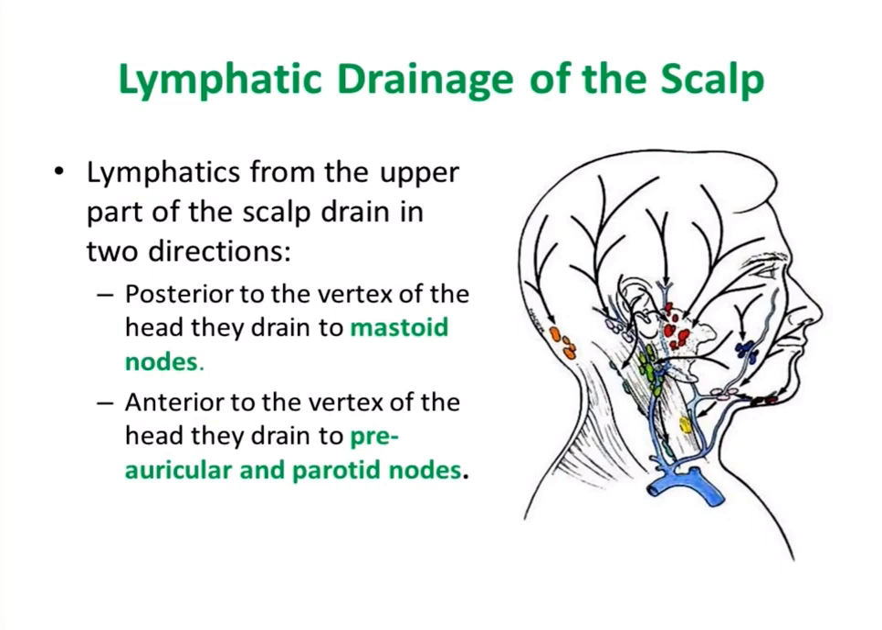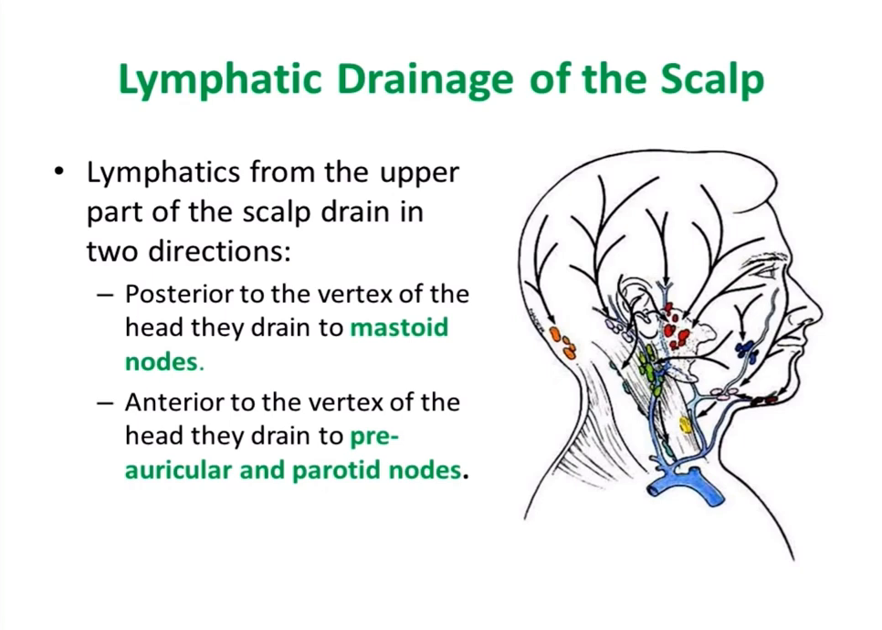Lymphatics from the upper part of the scalp drain in two directions. Posterior to the vertex of the head, they drain into the mastoid node, which is situated near the mastoid process of the skull. Anterior to the vertex of the head, they drain into the preauricular and the parotid nodes.